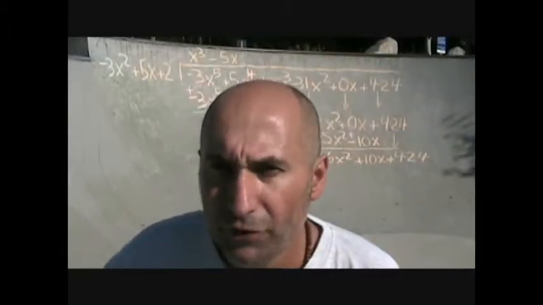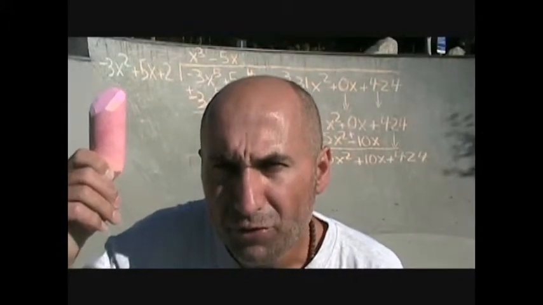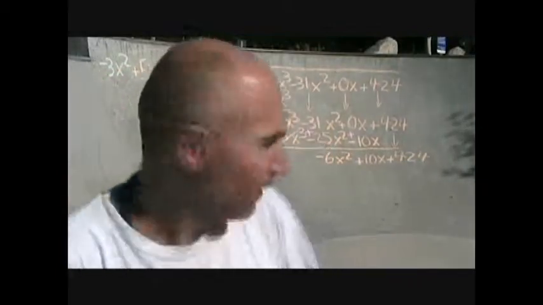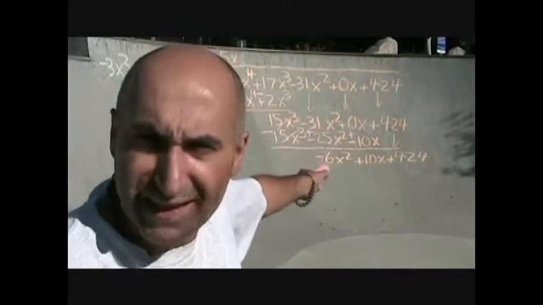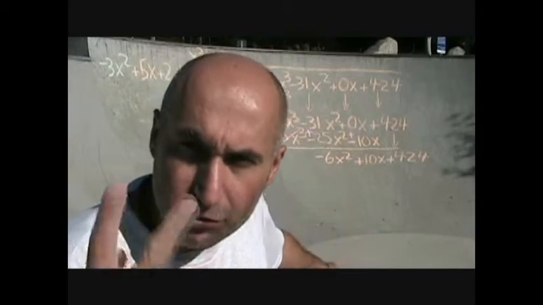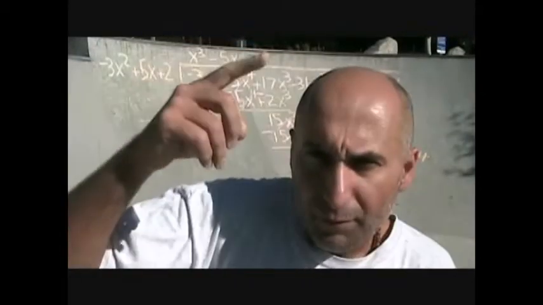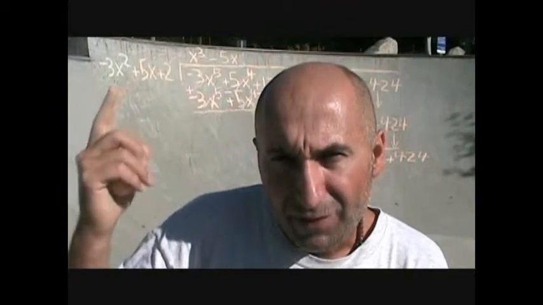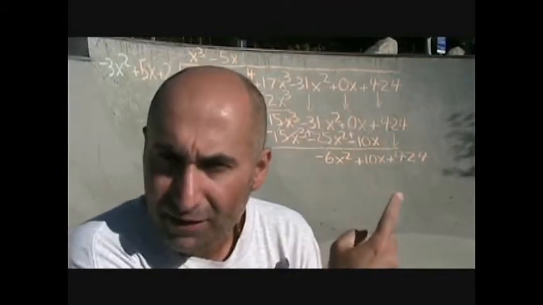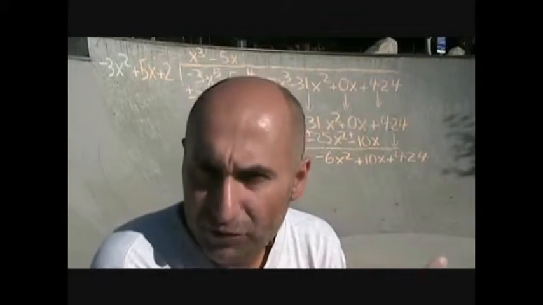So again, we're going to go back to the beginning. What are we going to multiply negative 3x squared by to give us negative 6x squared? That's just going to be 2, right? 2 times negative 3x squared is going to be negative 6x squared. And we're going to put the 2 up here, multiply it out with this guy, this guy, this guy, put everything down here, change all the signs, add them all together.